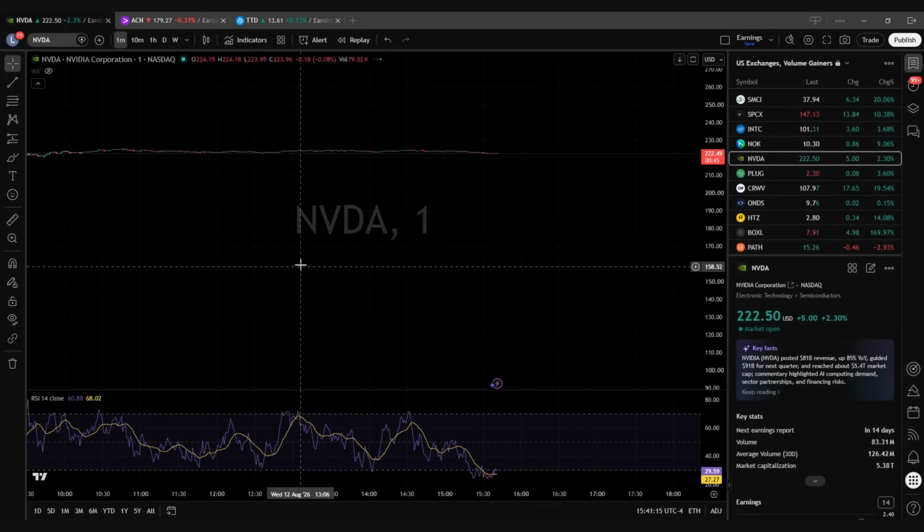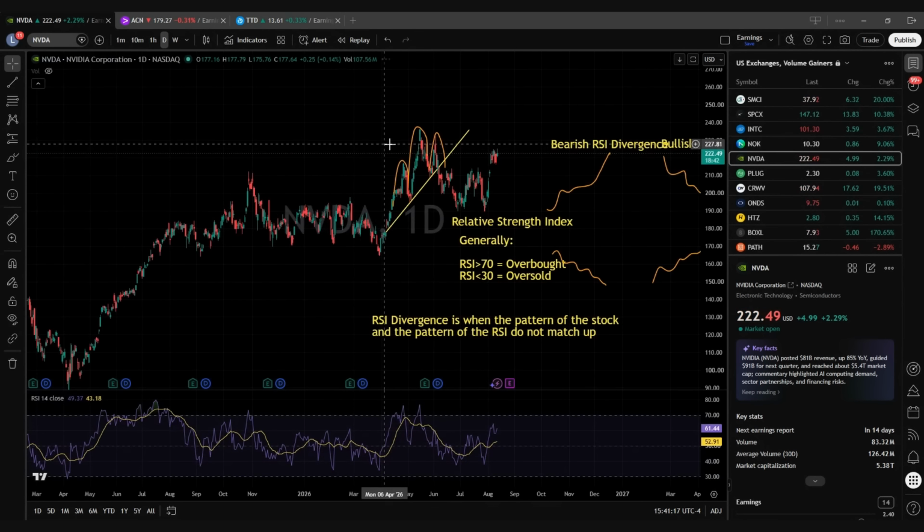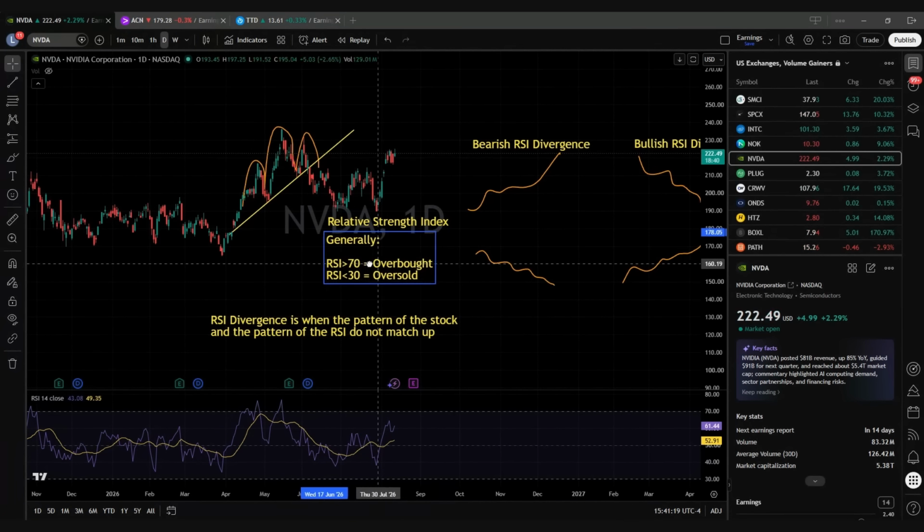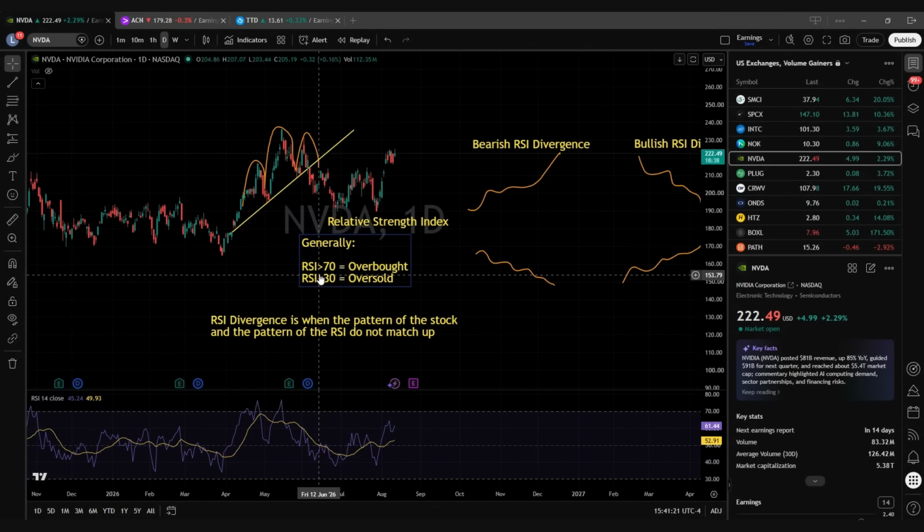You can see. And the most important thing, guys, is to remember that just because RSI is over 70 or under 30 doesn't mean it has to go up or has to go down, because the stock can continue and stay overbought or oversold for a significant portion of time.